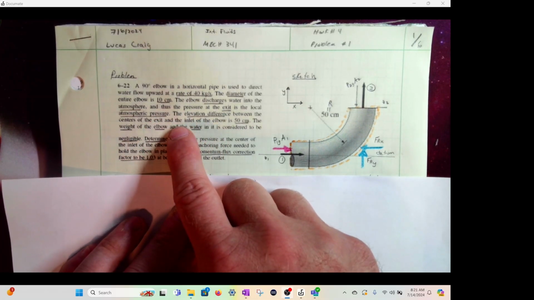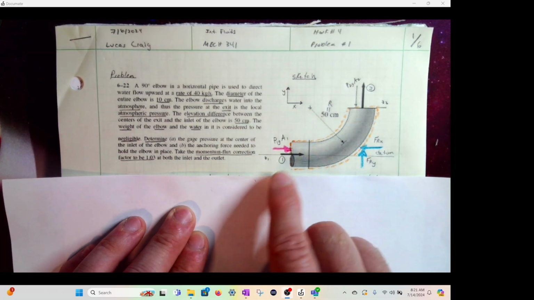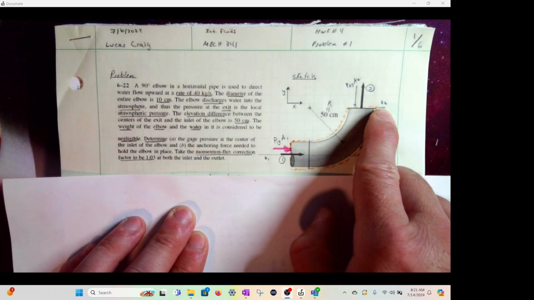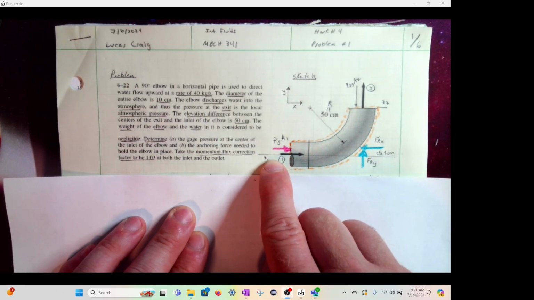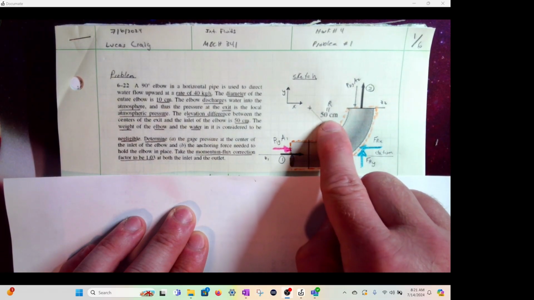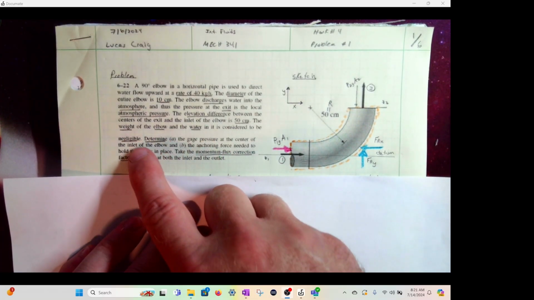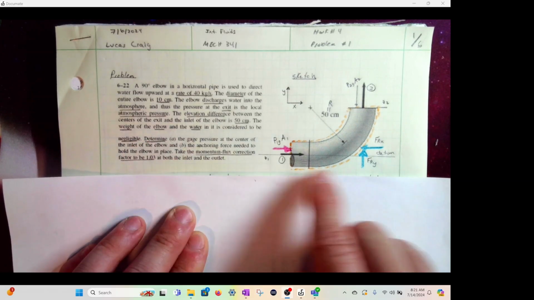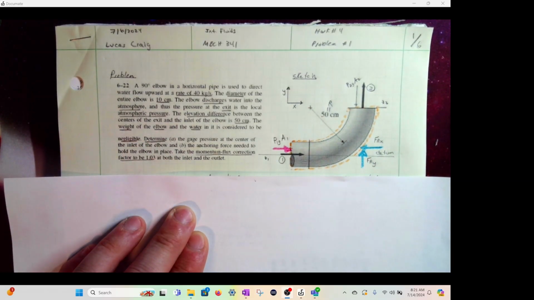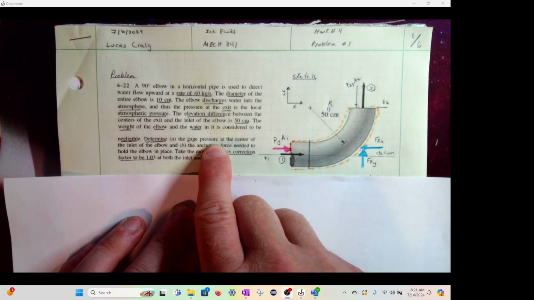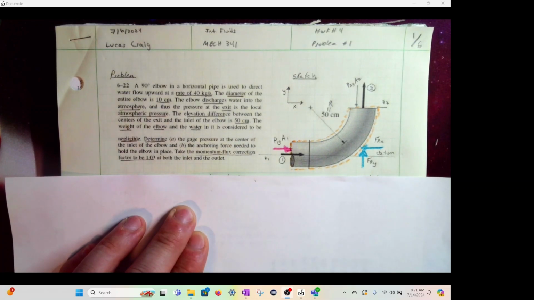The elevation difference between the centers of the exit and the inlet is 50 centimeters, which is the radius. That's why I labeled Z1 and Z2. I put a datum to reference that Z1 is at 0, and Z2 is all the way up 50 centimeters. The weight of the elbow and the water is neglected. Okay, so we're not including those forces on here. Otherwise, there would be an arrow down. And we want to find the gauge pressure at state 1 and the anchoring force needed to hold the elbow.